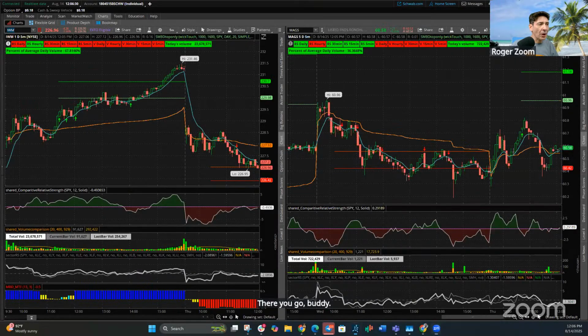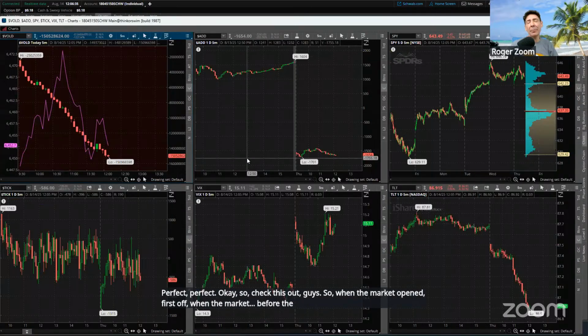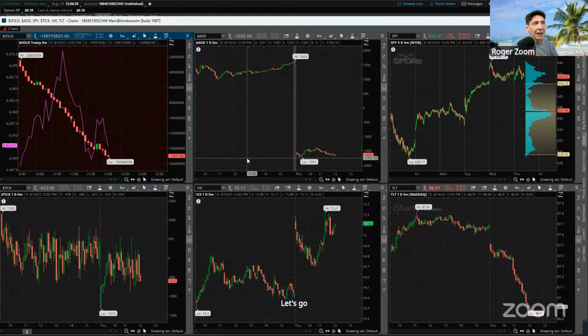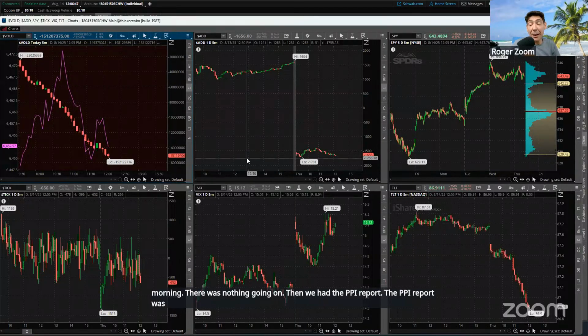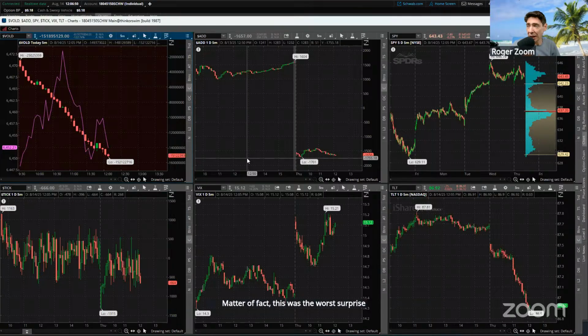Okay, so check this out, guys. When the market opened, first off, before the market opened, let's go back a little bit. The market looked just fine this morning. There was nothing going on. Then we had the PPI report. The PPI report was really bad. Matter of fact, this was the worst surprise since 2022. I'm not trying to be dramatic, I'm just being factual. This is the worst report since 2022. That is very, very significant.